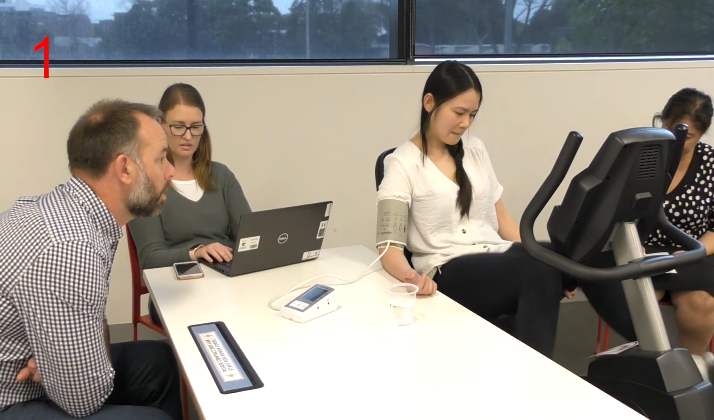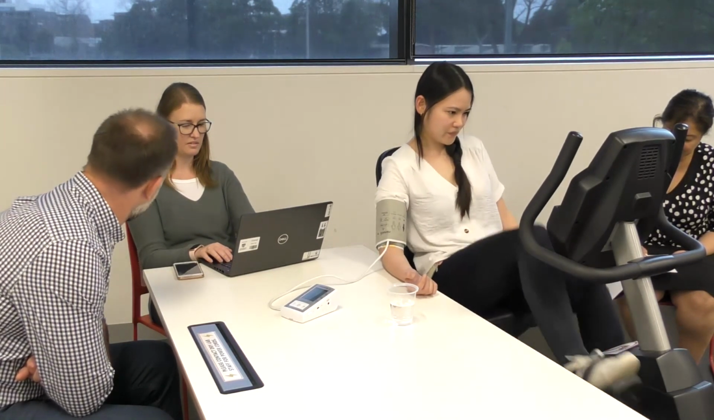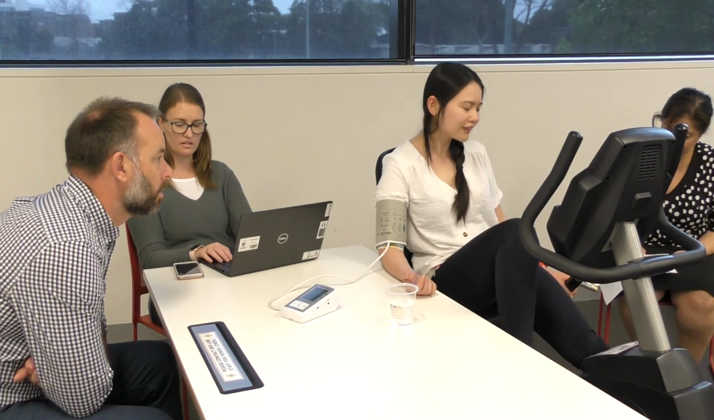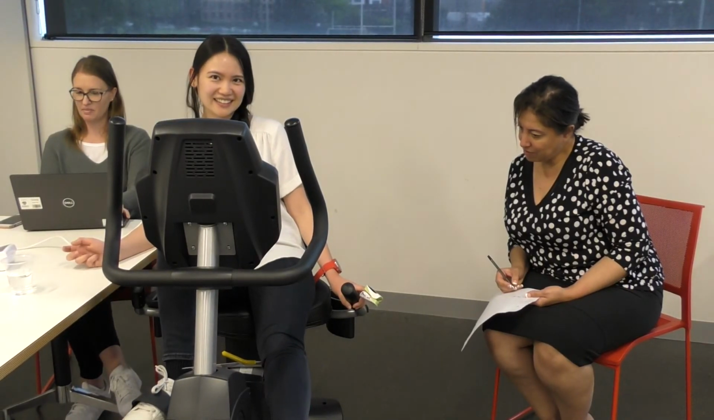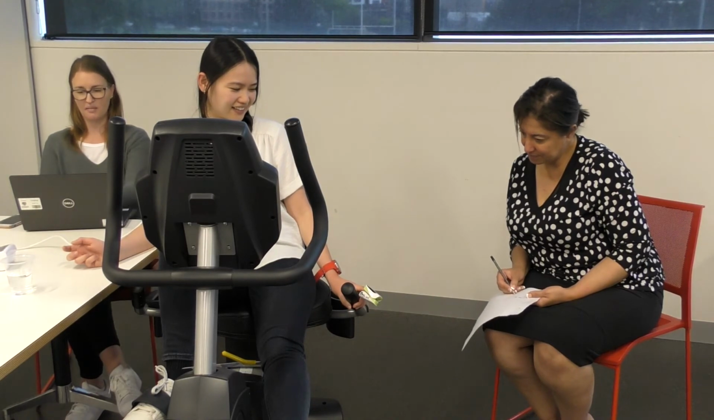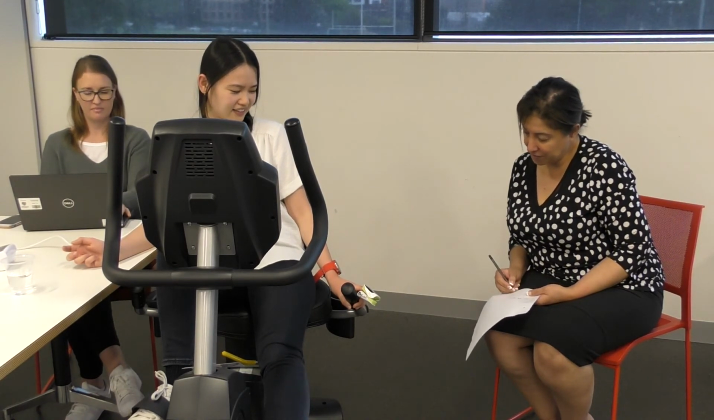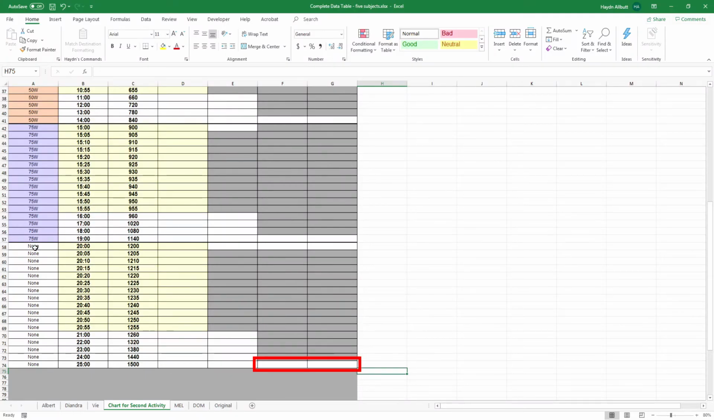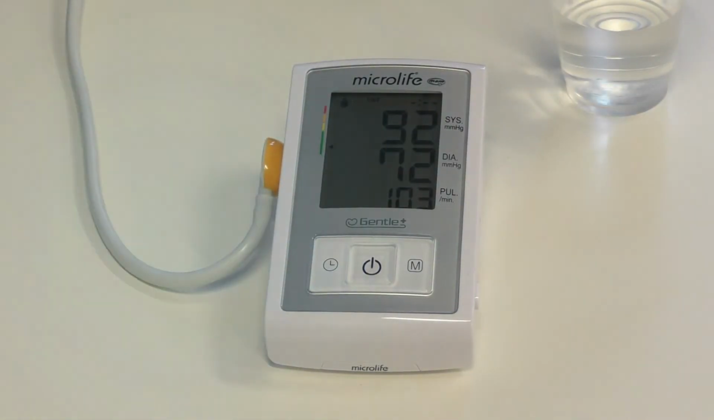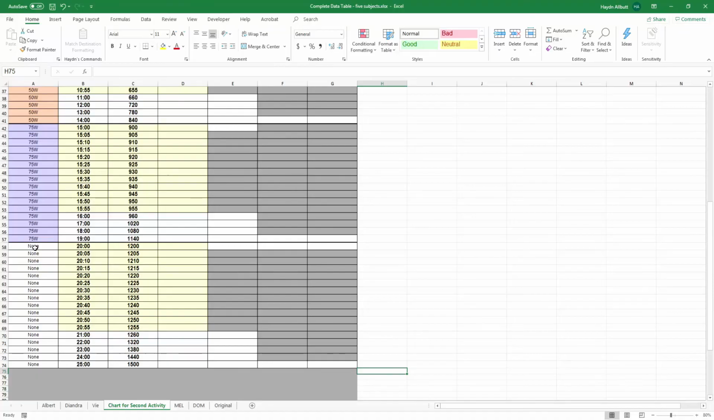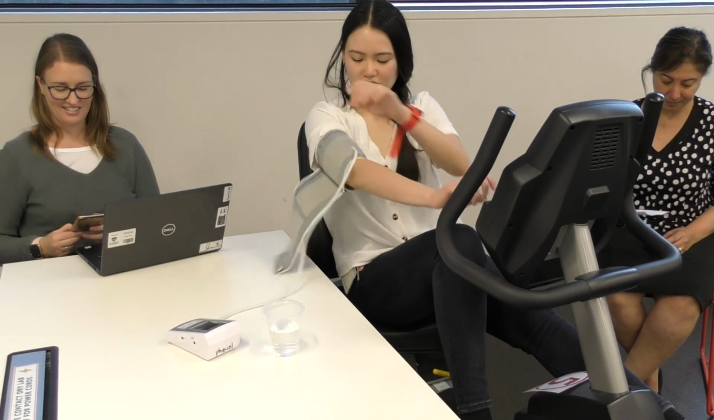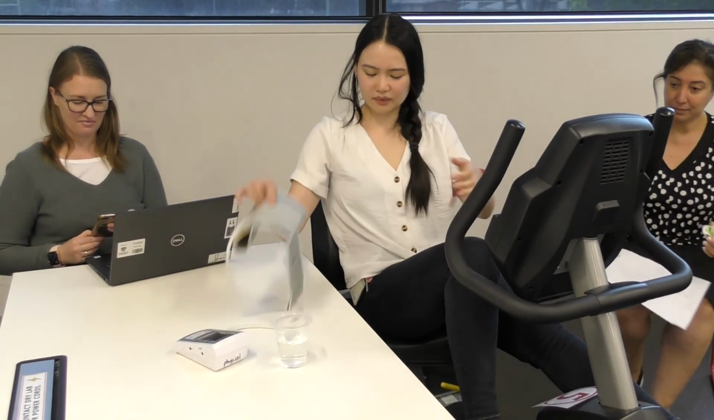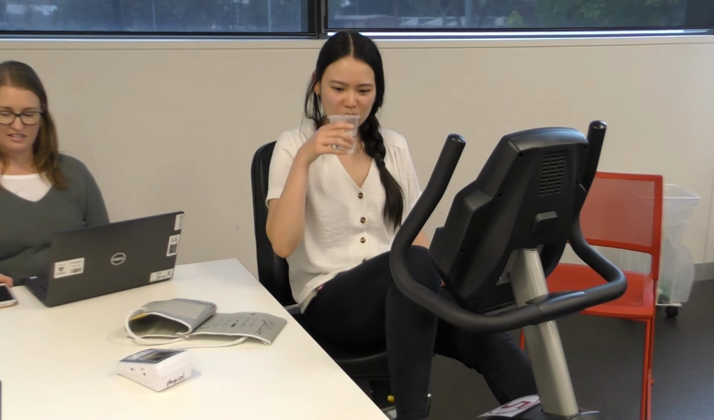At the end of the work rates, the subject will stop cycling, and we will again rapidly collect heart rate in that first minute after the subject has stopped cycling. And in the final minute of the 25-minute protocol, we will once again take a blood pressure reading. Once the final readings are taken for heart rate, oxygen saturation, and blood pressure at the end of 25 minutes, the protocol has finished and the subject's time on the bike comes to an end.